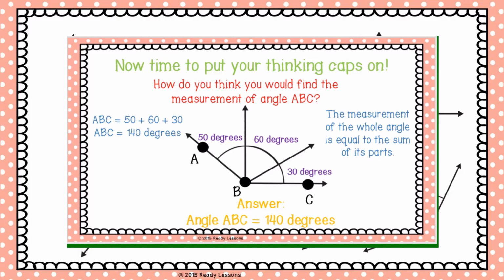So angle ABC would be 50 plus 60 plus 30. So when you add those three numbers together, you would get 140 degrees. So angle ABC would be 140 degrees. And if you think about what type of angle that is, it's larger than 90 degrees, it's less than 180. So it is an obtuse angle. So remember, the measurement of the whole angle is equal to the sum of its parts.